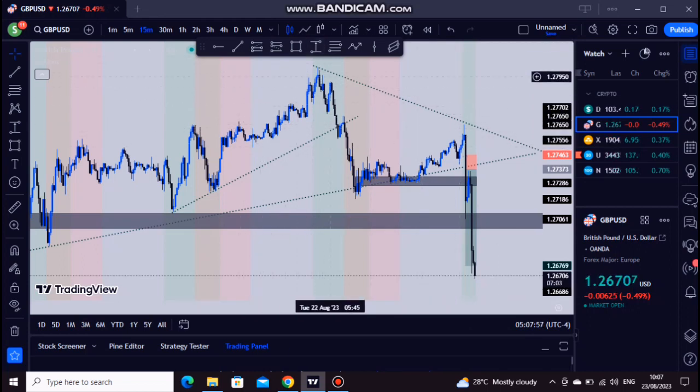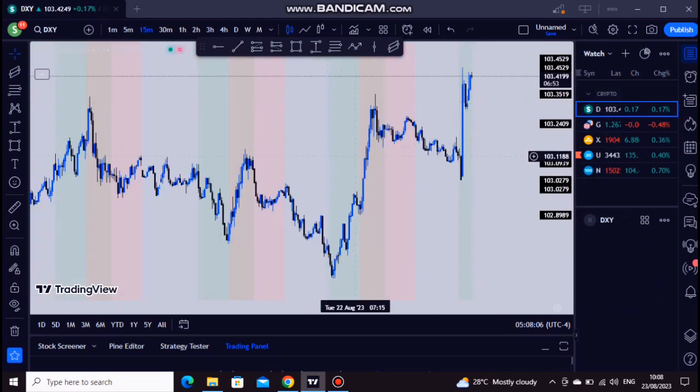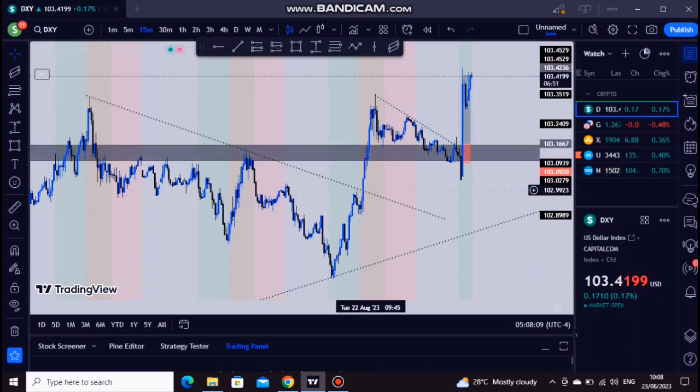Right now, look at what happened on GBP USD. Let's look at what happened on the DXY. There was a breakout exactly at 8:30 New York time. It's still the London session, but it's the overlap.